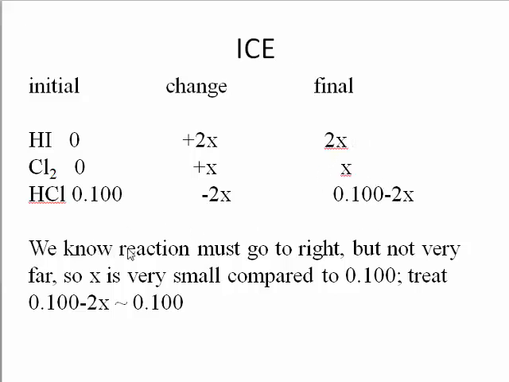Okay, again, now we know the reaction has to go to the right. But the equilibrium constant is 10 to the negative 34, so not very far. So x probably is going to be very small compared to 0.1. And solving this problem will hinge on treating 0.1 minus 2x as if it was essentially the same as 0.1. Now again, we are able to do this because Kc is very small.